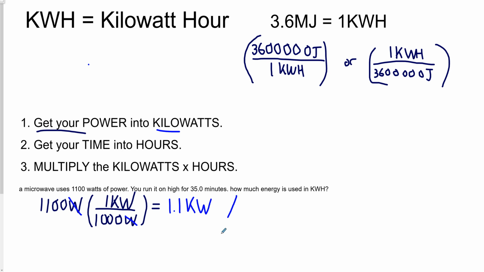Then we have to get our time into hours. Okay, so I know, because I am just a super genius, that our incoming unit is 35 minutes, and we have to turn it into hours. So I know that there are 60 minutes in 1 hour. Remember how the math works. We multiply by the top number, then we divide by the bottom number. So 35 times 1, that doesn't do anything. Then we divide by 60 and we get 0.583 hours.